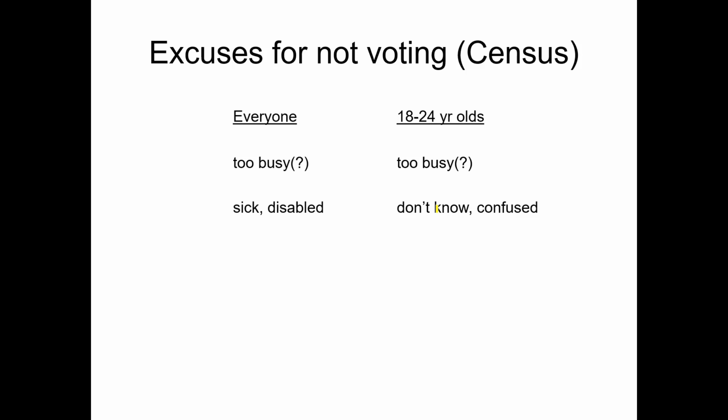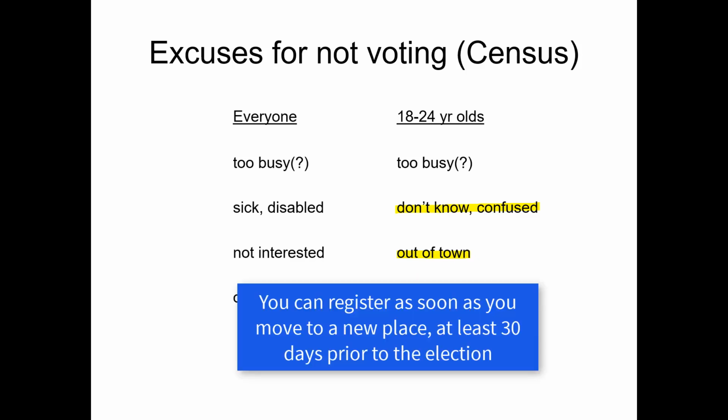Some of these reasons are a little bit more practical, considering we see that the older you are, the more likely you are to vote. Well, sick and disabled is a pretty big excuse amongst the general population. As far as 18 to 24s, don't know about candidates, perhaps confused on the issues. We see that not interested is one of the major excuses. Out of town is a fairly common excuse amongst 18 to 24-year-olds, particularly if they're off working in a new place or in college and they may not have registered or known whether or not they can register or have to go back home to vote, things like that.